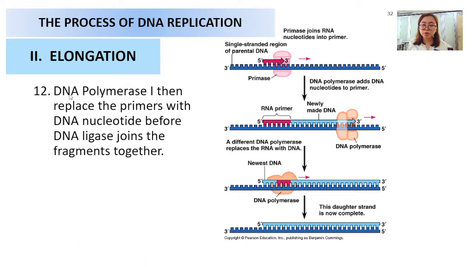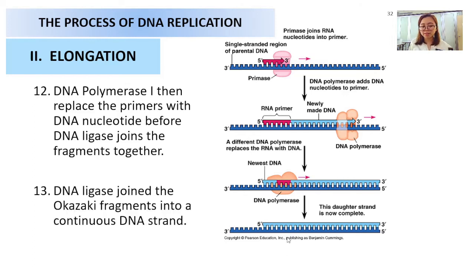So, we're going to continue with the steps. Now, step number 12, or point number 12, DNA polymerase 1 will replace the primers with DNA nucleotide before the DNA ligase can join the fragments together. So sekarang DNA polymerase 1 datang cari yang primer RNA, dia gantikan dengan DNA nucleotide. Lepas tu DNA ligase boleh sambungkan mana-mana cebisan yang tidak tergabung. Okay, DNA ligase will come and join the Okazaki fragments into a continuous DNA strand.